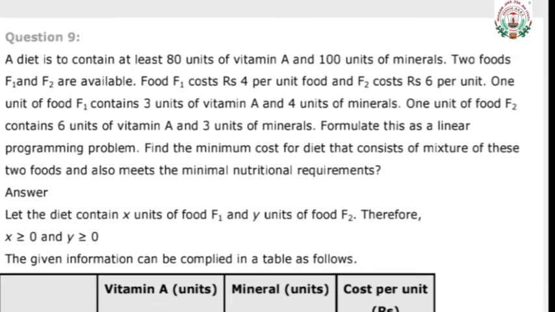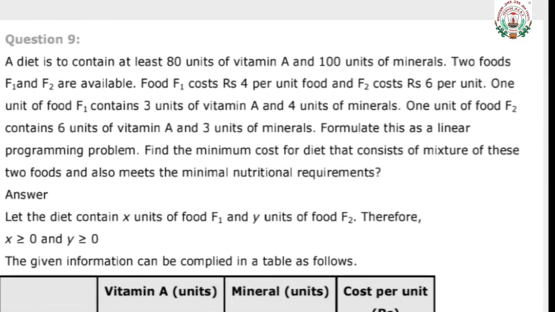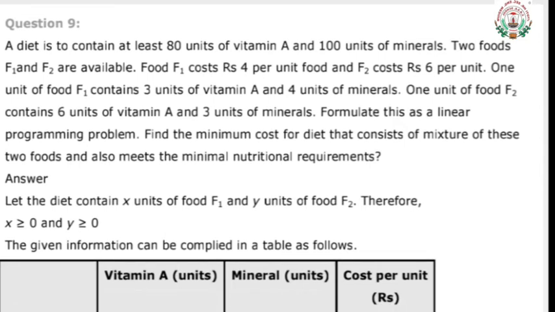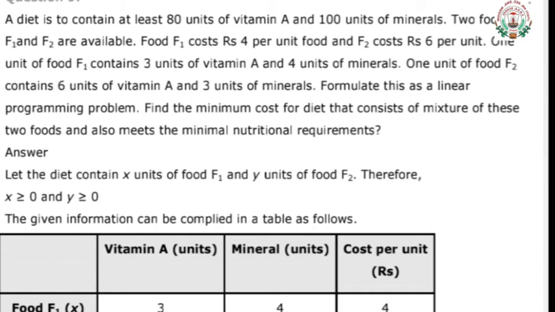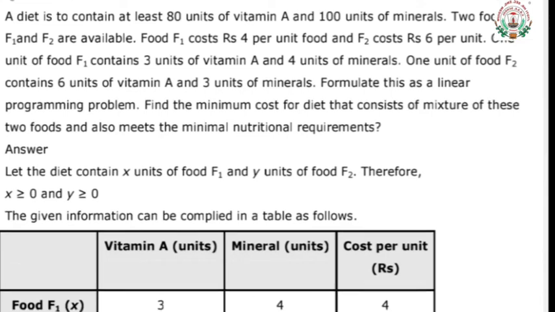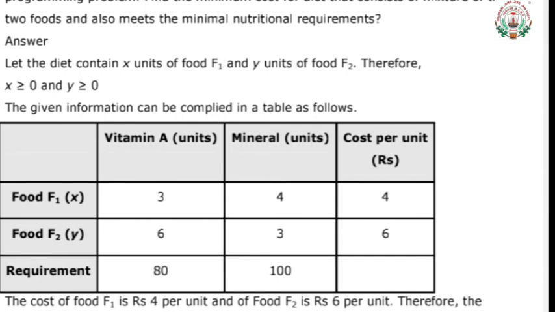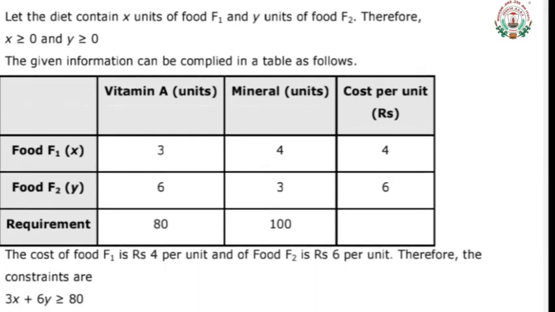And it is also given that a diet contains at least 80 units of vitamin A and 100 units of minerals. So "at least" appears here, which means at least 80 units of vitamin A and at least 100 units of minerals. It could be more than 80, and more than 100. This means our inequations will be 3x plus 6y greater than or equal to 80 and 4x plus 3y greater than or equal to 100, and our objective function will be z equals 4x plus 6y.